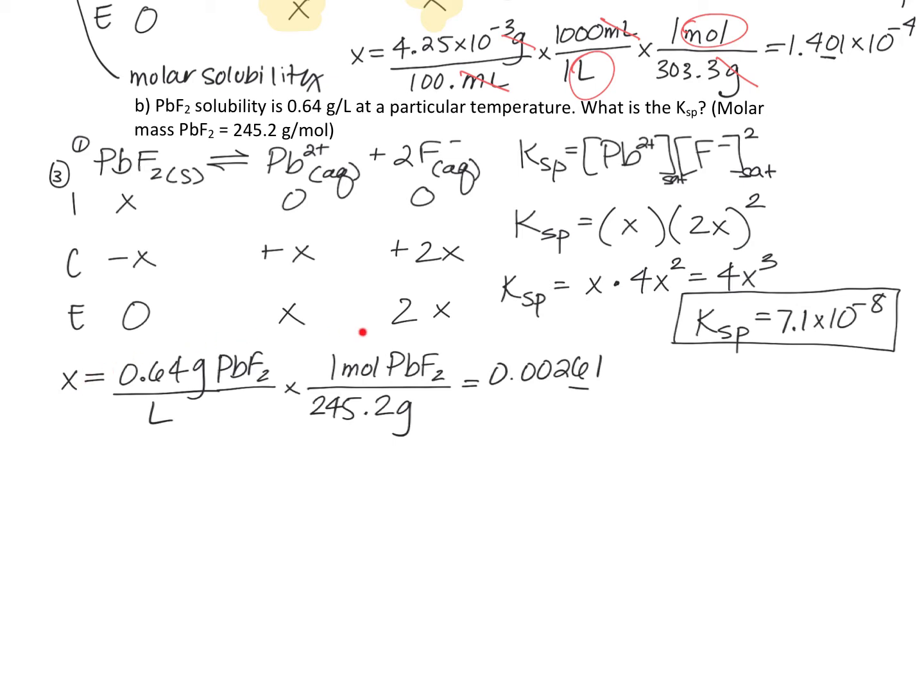Okay, here is the conversion from grams per liter to moles per liter. And this should say moles per liter of lead-2 fluoride. All right, then I'm going to take that value, the 0.00261, and plug it in for x right here. Make sure you cube it first and then you multiply by 4. So if you're doing it all at once in your calculator, you will need to have parentheses. Just make sure you have parentheses around that. And then you should end up with 2 sig figs at the very end, 7.1 times 10 to the negative 8. It is a unitless number.